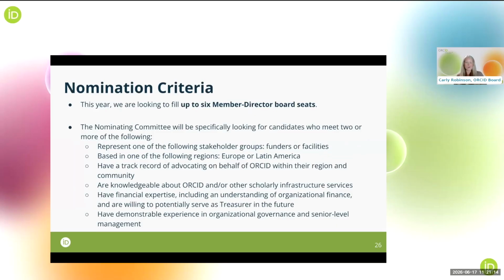So this year, we're looking to fill up to 6 member director board seats. And the committee and the board have come up with a list of criteria that we're looking for in candidates to fill knowledge and skill areas that are really important for the board's success. And so, specifically, the nominating committee will be looking for candidates who meet 2 or more of the following criteria.